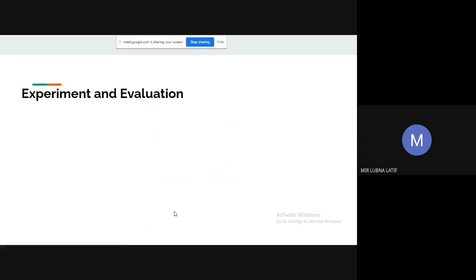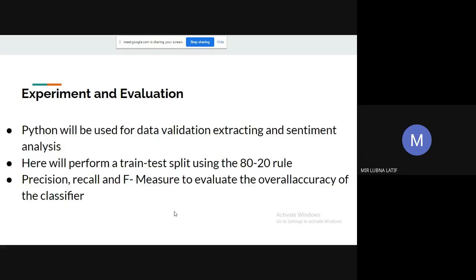After that, how we will do our experiment, or how we will do our project. I am going to use Python for data validation and data extraction for the sentiment analysis. Here I will perform train-test split using the 80-20 rule, which means 80% of the data will go for training and 20% of the data for test, where the data will be known before the test.